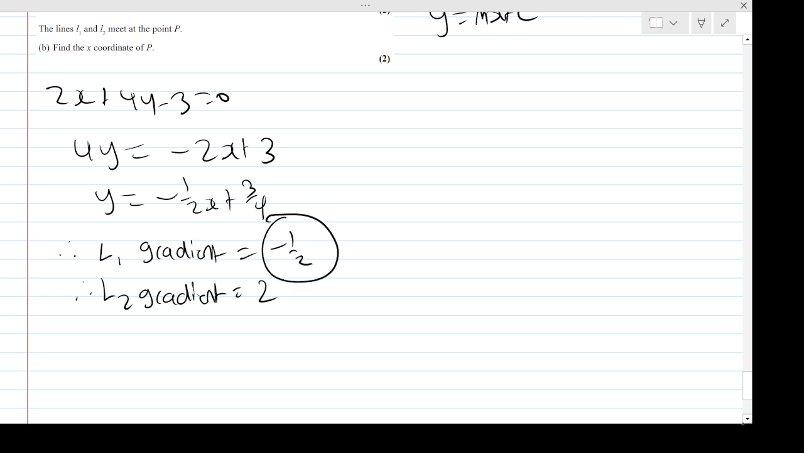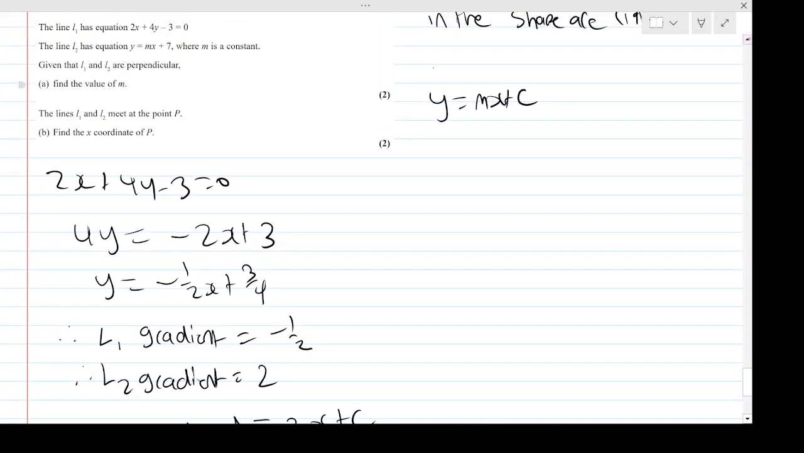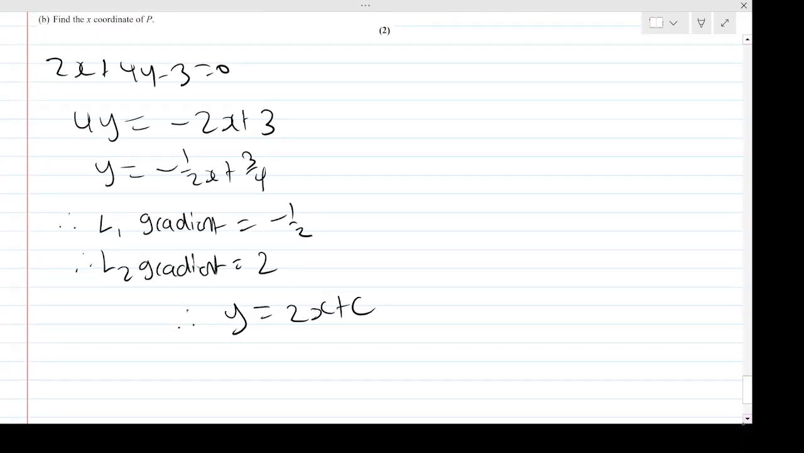If you take the negative reciprocal, so reciprocate 1 over 2 to get 2, then negative it, so negative 2 would be positive 2. Okay, cool. So we've got the gradient. So again, we can start to work out what the gradient of L2 is. So that means the equation of L2 is y is 2x plus c. But hang on, they've told us what the equation of L2 is, really. It's in the form y is mx plus c. So really, we don't need to do any work. We don't actually need to do this.